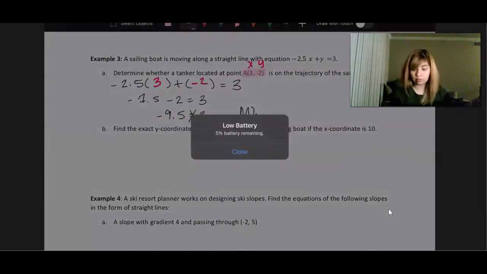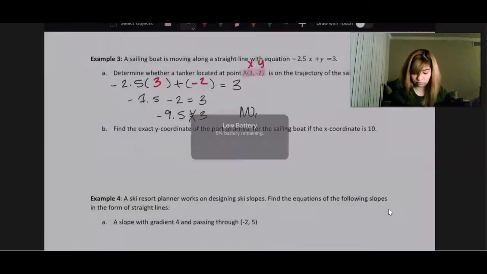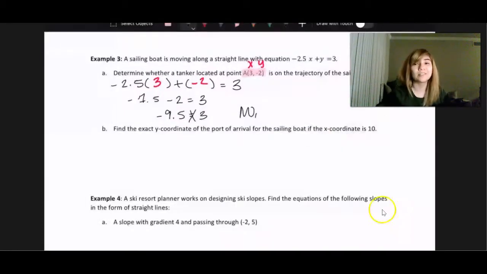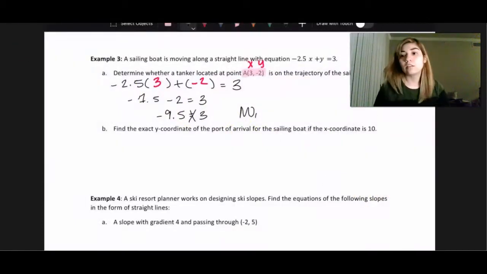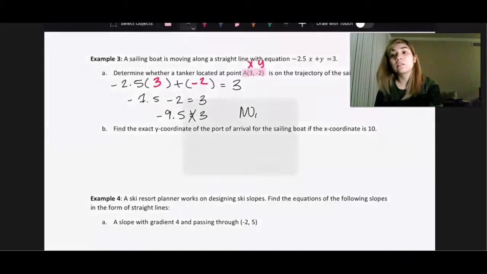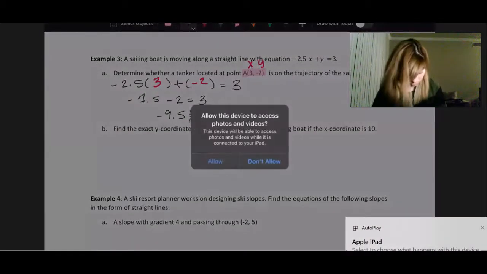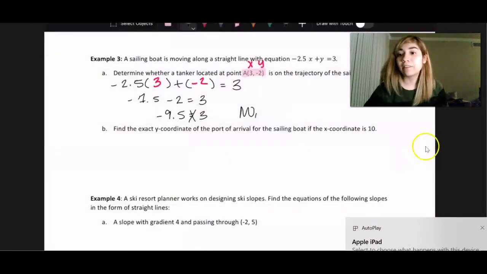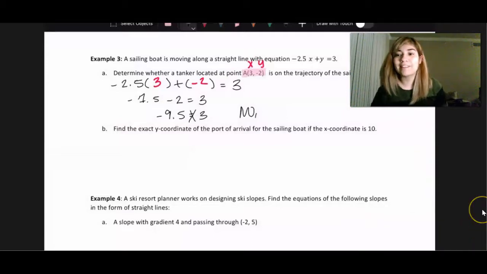The tanker, let me find my charger. So you'll see the video pause. And I'm back. Oh, it's not charging. Let's try that again. Nice. And I'm back with a tablet that will not die on me.